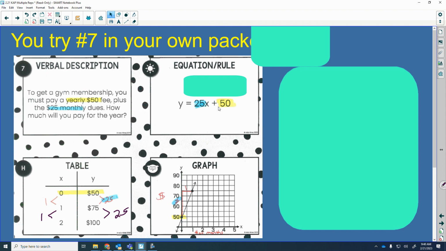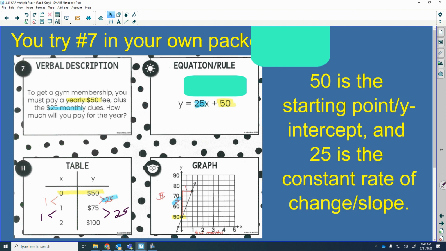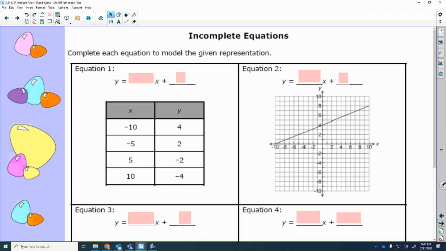Okay. And so then what do these things mean? Just like last time, in the middle, what are you going to put? For each of these representations, blank is the blank, and blank is the blank. What are you going to put? 50 is the starting point or y-intercept, and 25 is the slope. Okay? Or constant rate of change. All right. On the next page, now you've just got some blanks here. Some things have been given to you and some things have not.